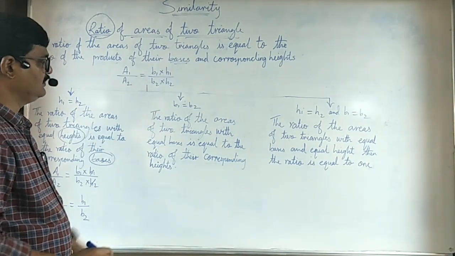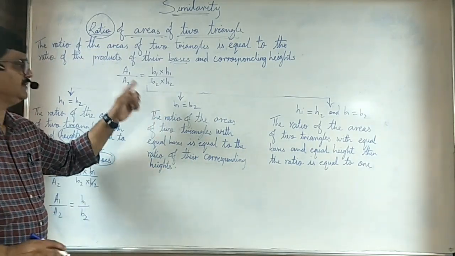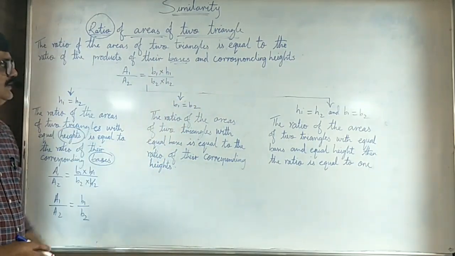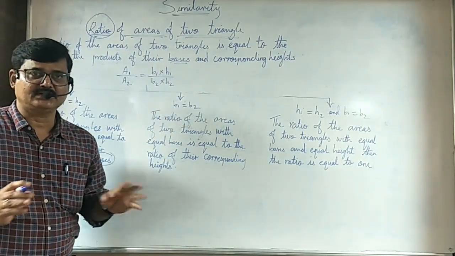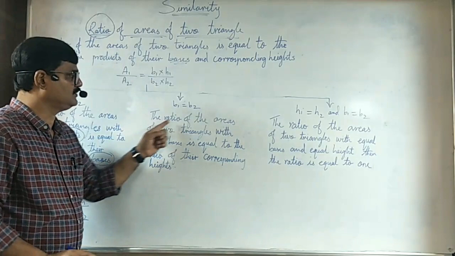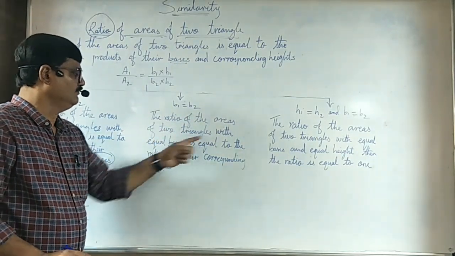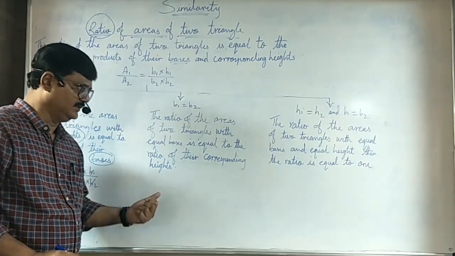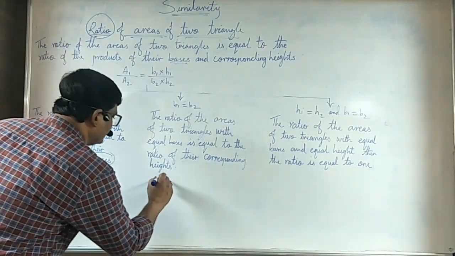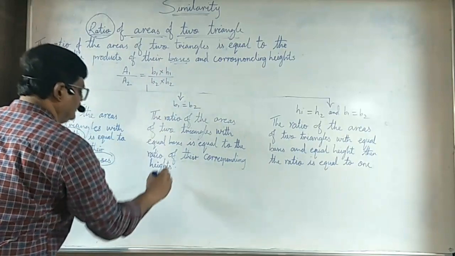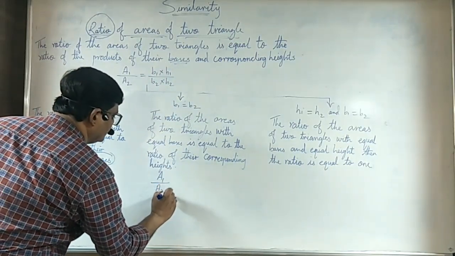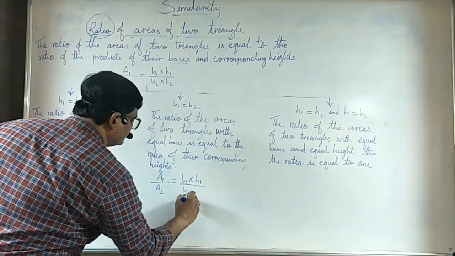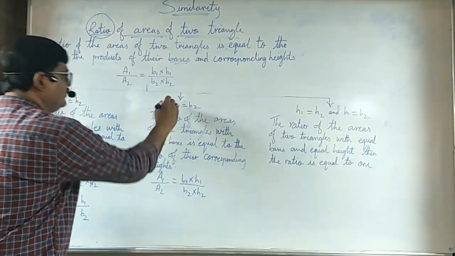Now the next condition is that the height is not equal but the base is equal. If the base values of the two triangles are equal, then the ratio of the areas of two triangles with equal bases is equal to the ratio of their corresponding heights. For example, if I write this again over here, A1 upon A2 is equal to B1 into H1 upon B2 into H2.